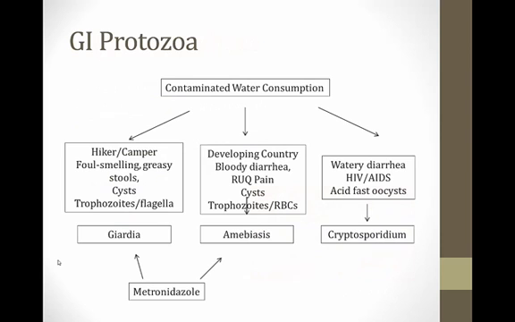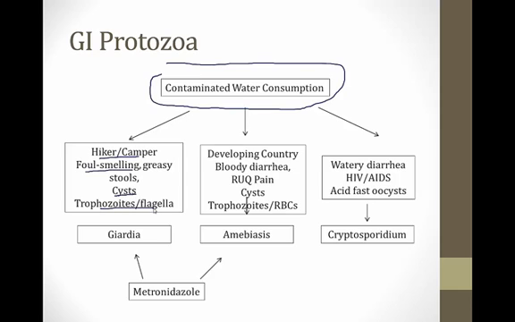So let me pause here and review the 3 GI protozoal infections. So they all come from drinking contaminated water. If it's a hiker or camper who has steatorrhea, so that includes foul-smelling, greasy stools, that person has Giardia. They will also have cysts in the stool and trophozoites with the flagella. And Giardia infections are treated with metronidazole.